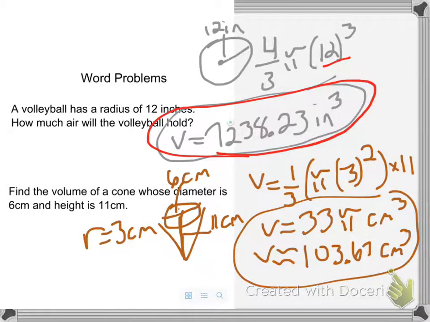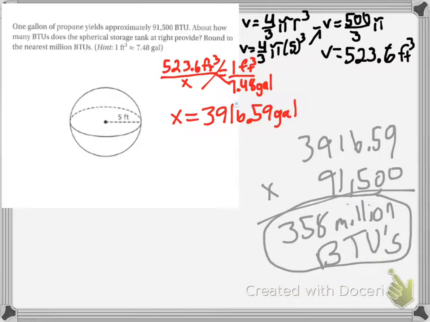Next, we have a cone with a diameter of 6 centimeters and a height of 11. So I know my radius is 3 centimeters because it's half the diameter. I plugged in my formula, volume equals 1/3 pi r squared times the height, and I get volume equals 33 pi centimeters cubed, or volume equals 103.67 centimeters cubed.